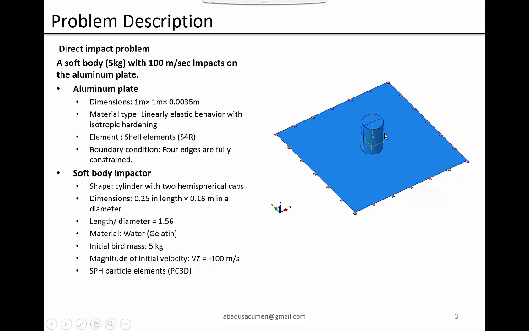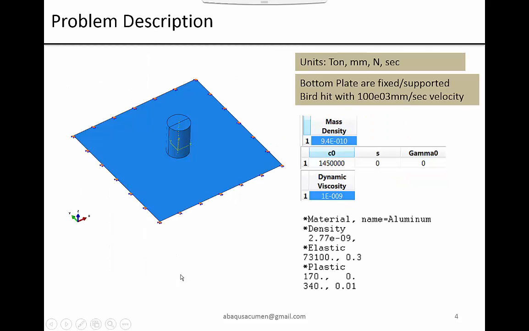The bird we are going to model with a smooth particle hydrodynamics particle element, so it's a PC3D. Just quickly on the unit side, the units we are going to use are ton, millimeter, newton and second. For the bottom aluminum plate, we are going to put an encastre condition on the edges. The bird will hit with 100 meters per second velocity.